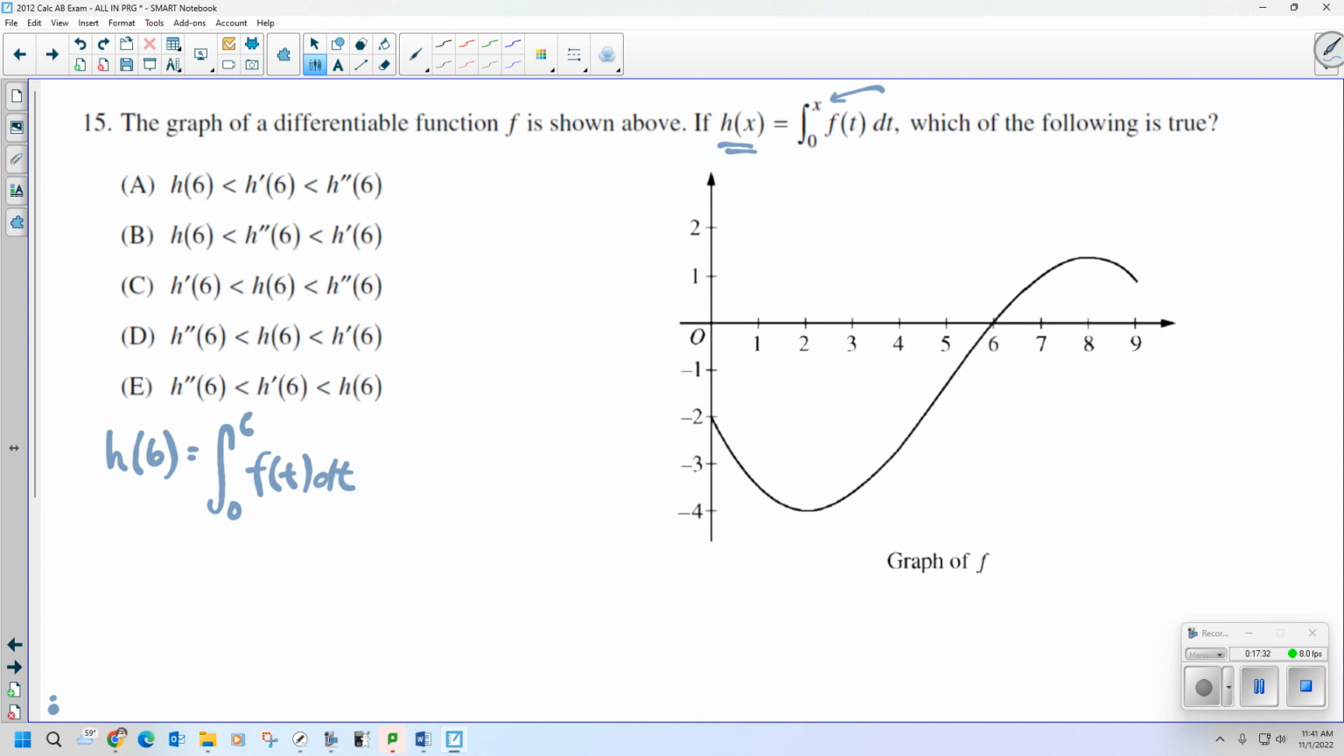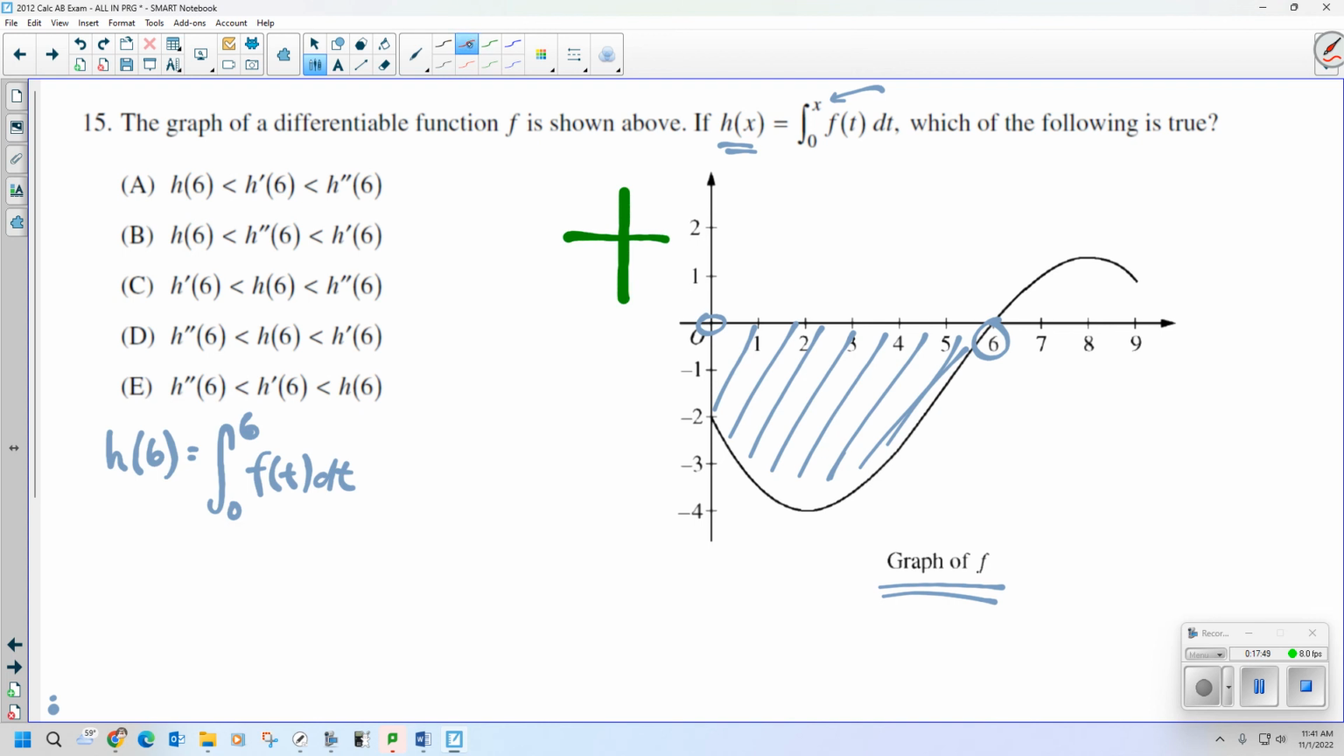Okay, that is the same thing as area under the curve of f. Here's 0, here's 6, all this area. I don't know what the exact value is. I just know that anytime the area is above the x-axis, it's considered positive. And anytime it's below the x-axis, it's considered negative. This is going to give me a negative number because it's below the x-axis. So h of 6 is negative.